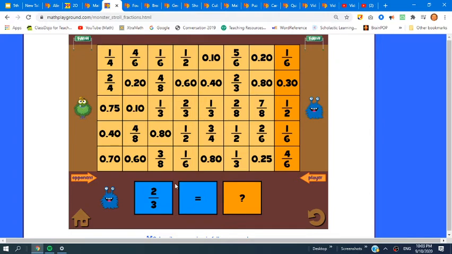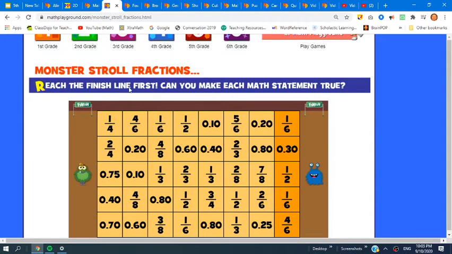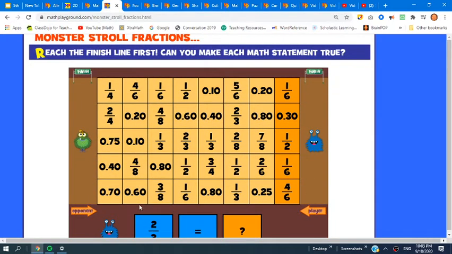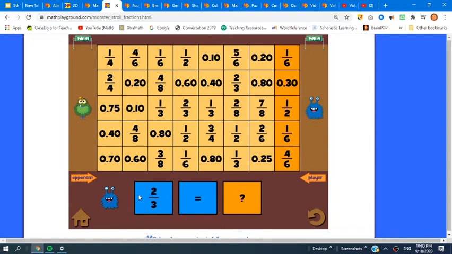2/3 is also the same thing as 4/6. So I'm just gonna, let's see. We need to reach the finish line first. All right. Well, 2/3 equals which number? 4/6. Let me see if I can drag this. How do you drag this? There we go. 4/6. Same thing as this one. All right. Oh, okay. This guy moved.